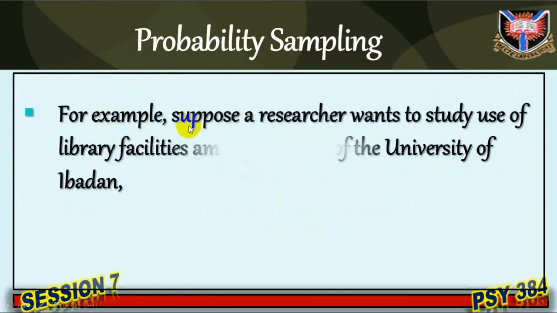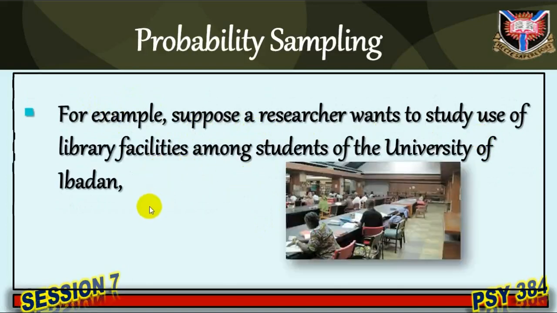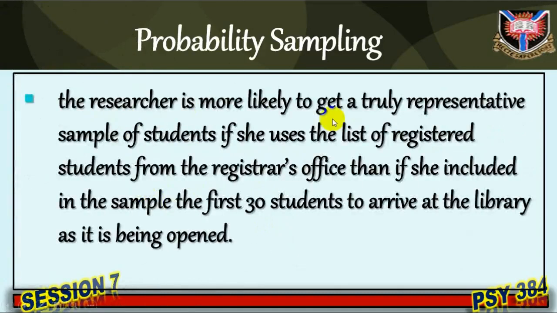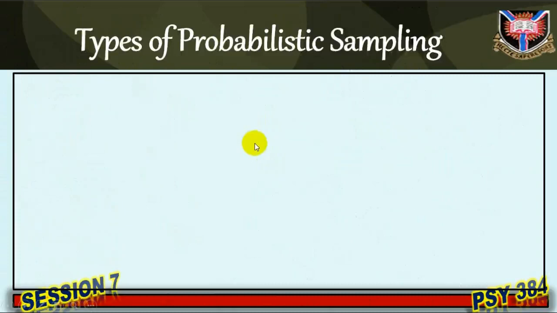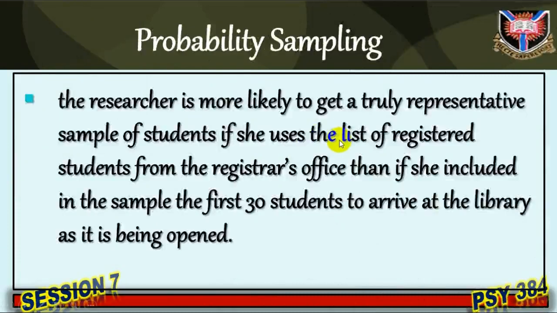For example, suppose a researcher wants to study use of library facilities among students of the University of Ibadan. The researcher is more likely to get a truly representative sample of students if she uses the list of registered students from the registrar's office than if she included in the sample the first 30 students to arrive at the library as it is being opened.